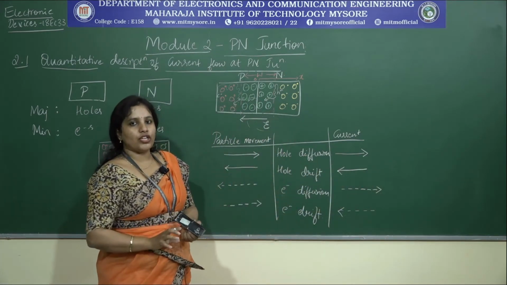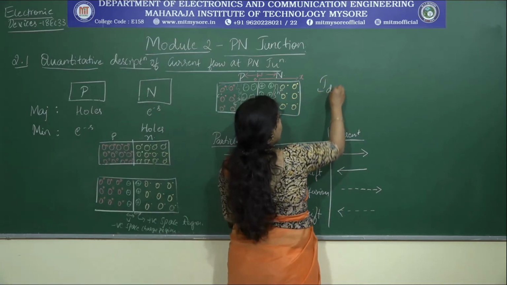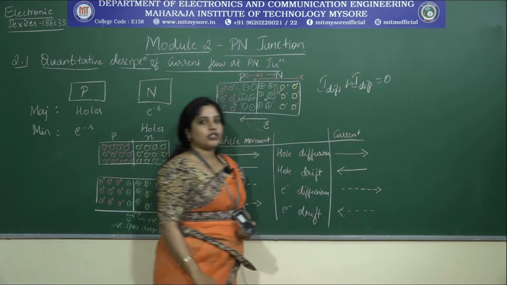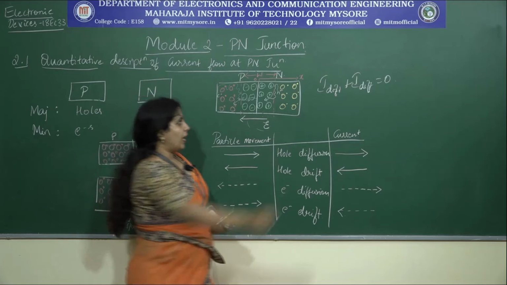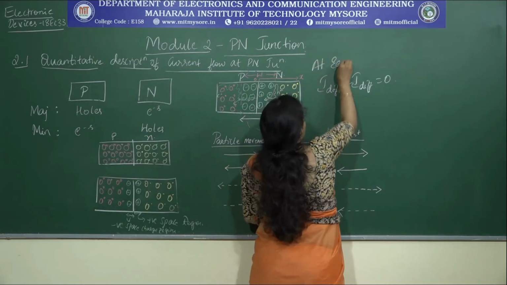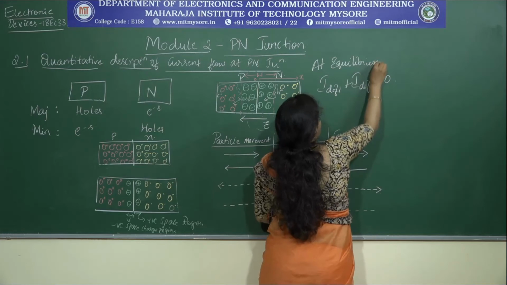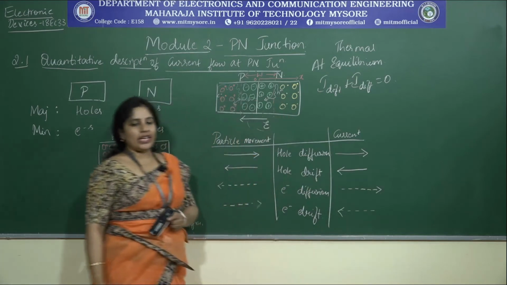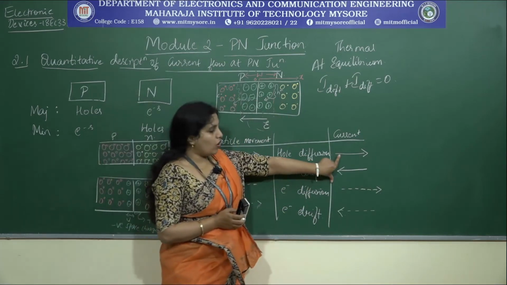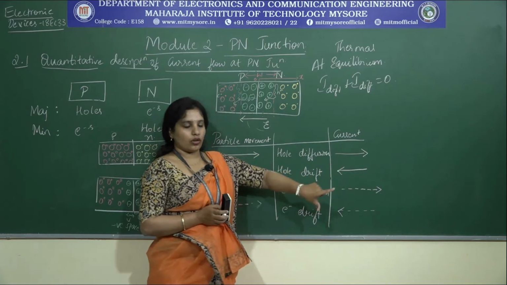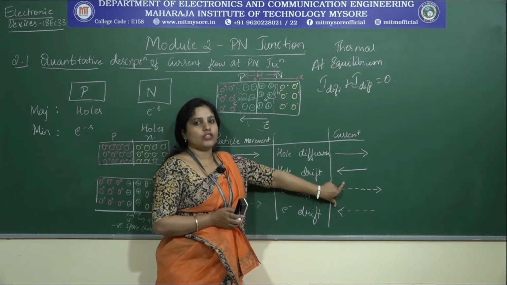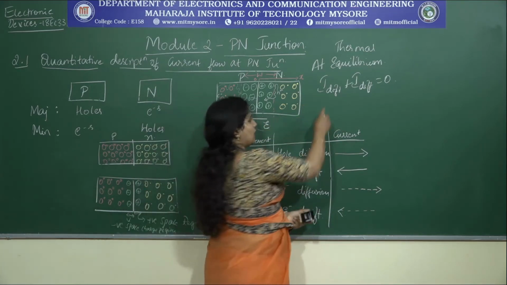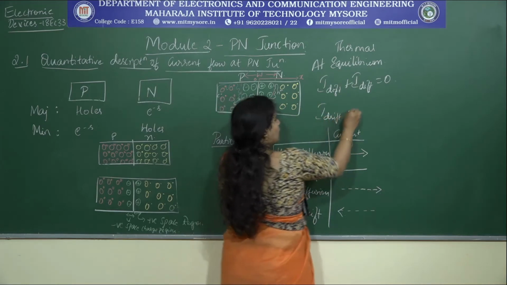Therefore, under equilibrium condition, if I consider the drift current and the diffusion current and sum them up, it has to be equal to 0. Under which condition? Under equilibrium condition. If I want to be specific, I can say under thermal equilibrium condition. The sum of these two currents has to be equal to 0. Done? If I alter this, you can see here, it is only for your reference that I am writing.